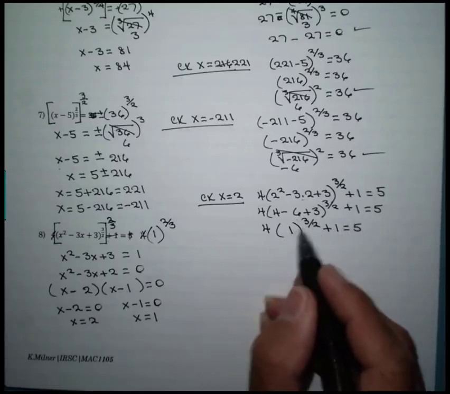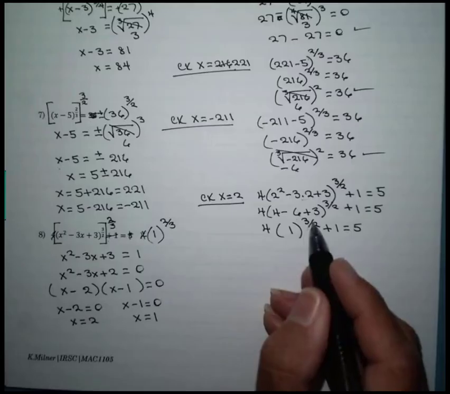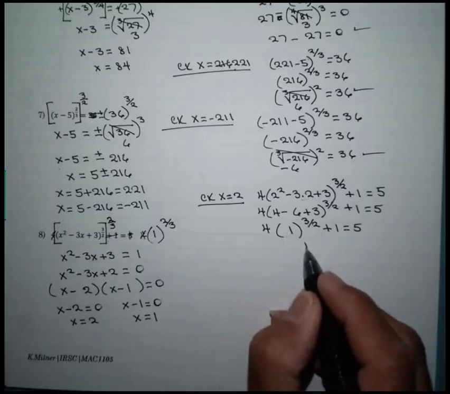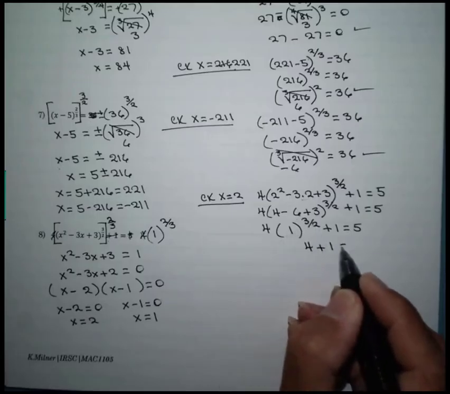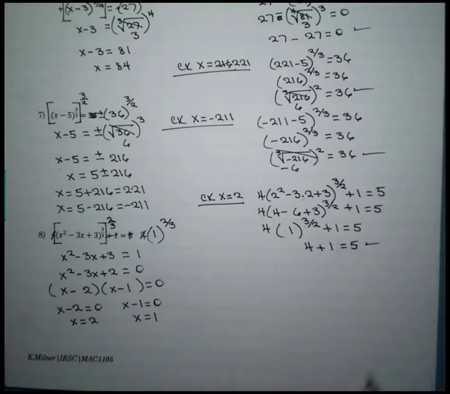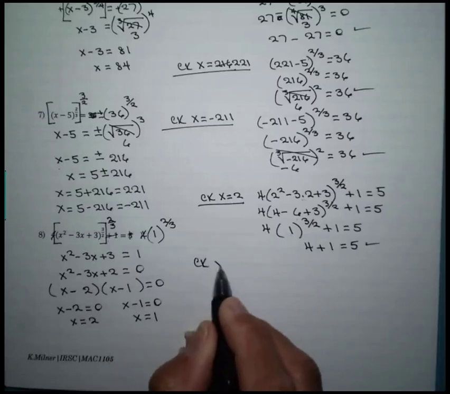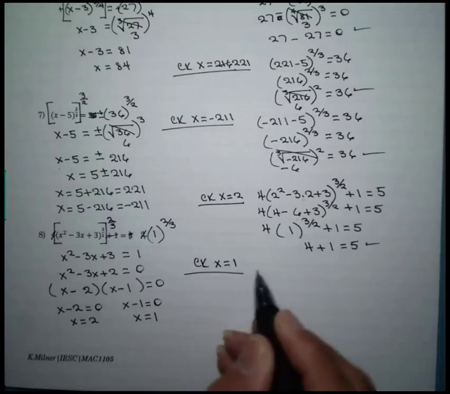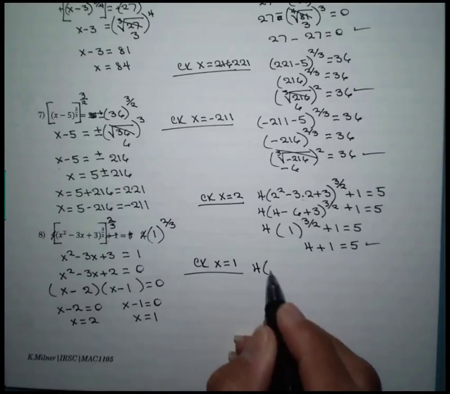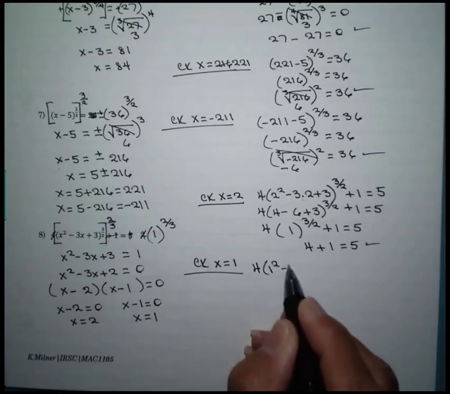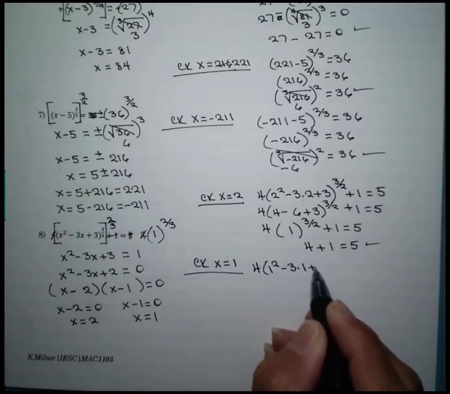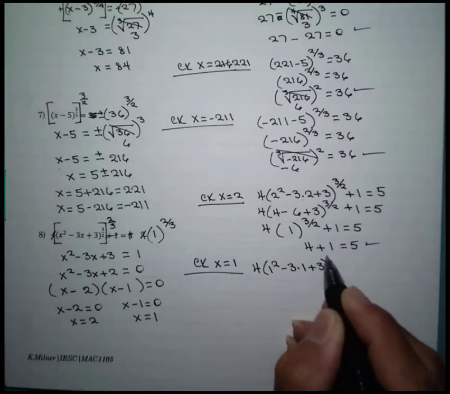Okay, anything in 1 raised to any power is just the number 1. So 4 times 1 is 4. Plus 1 equals 5, and we're good with the solution x equals 2. Let's check the other one. We'll check x is equal to 1. We plug it in. 4 times 1 squared minus 3 times 1 plus 3 raised to the power of 3/2 plus 1 equals 5.